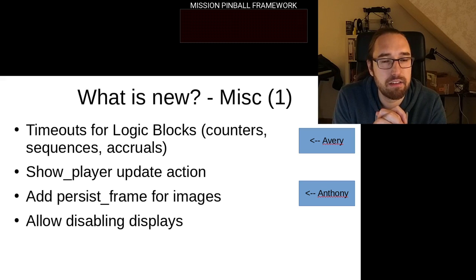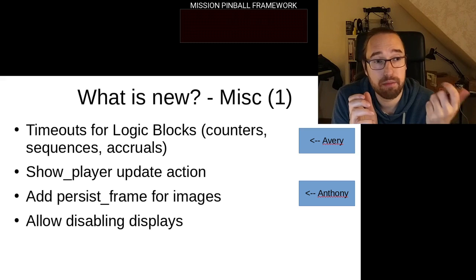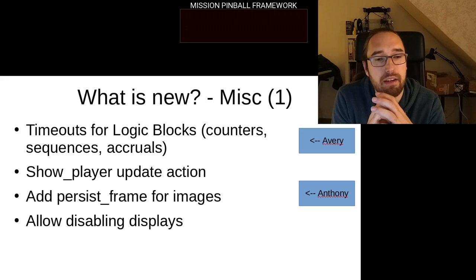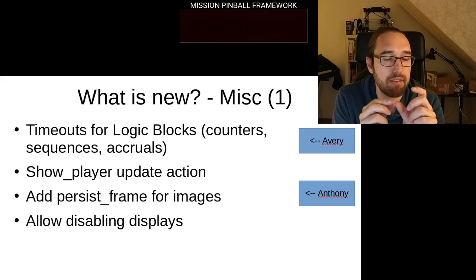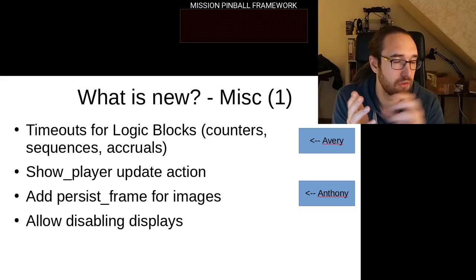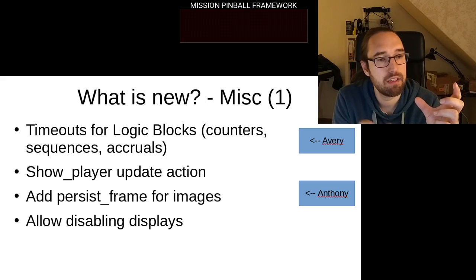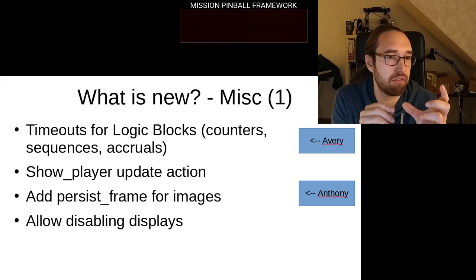Anthony added show player updates, so you can change the speed of a show at runtime. It's nice. And then he also added persist frame for images. If you can move an image to a certain frame, like an animated image, so the second frame or third frame, and if you remove it and add it again, it will stay at that particular frame if you set persist frame to true.